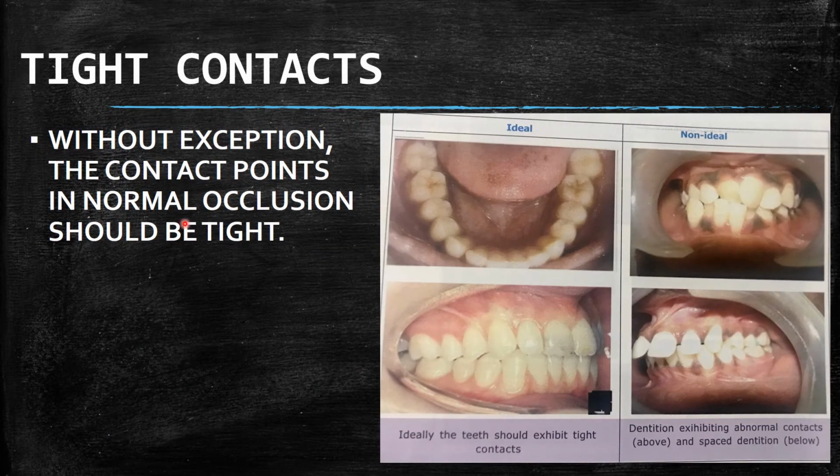Tight contact. Without exception, the contact points in normal occlusion should be tight. So there should be tight contacts. There should be no spacing or overcrowding present. They should have proper contacts.